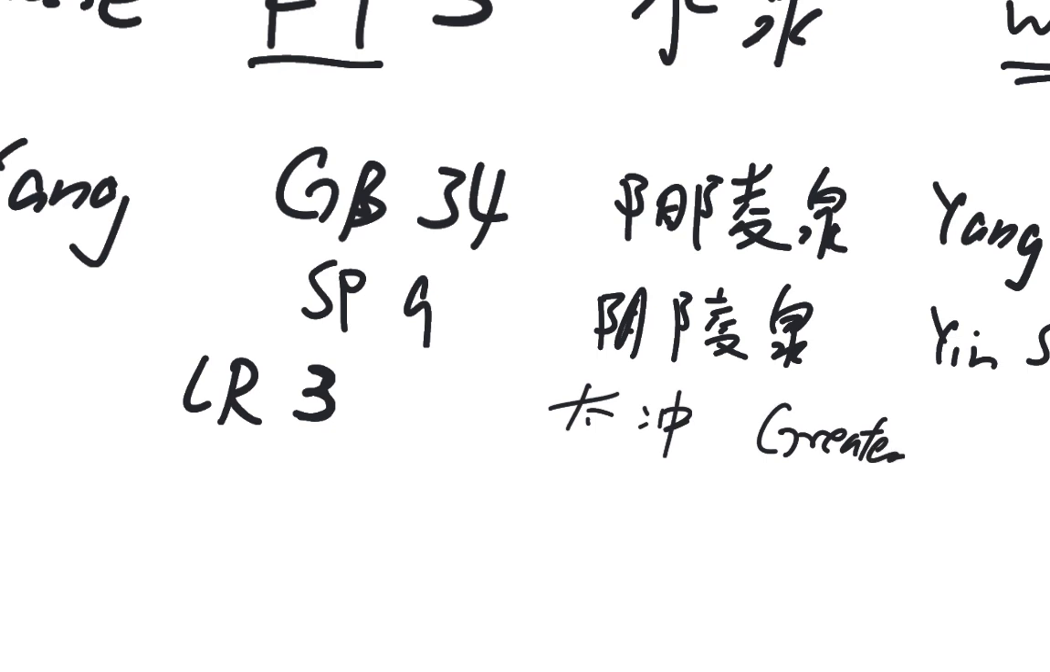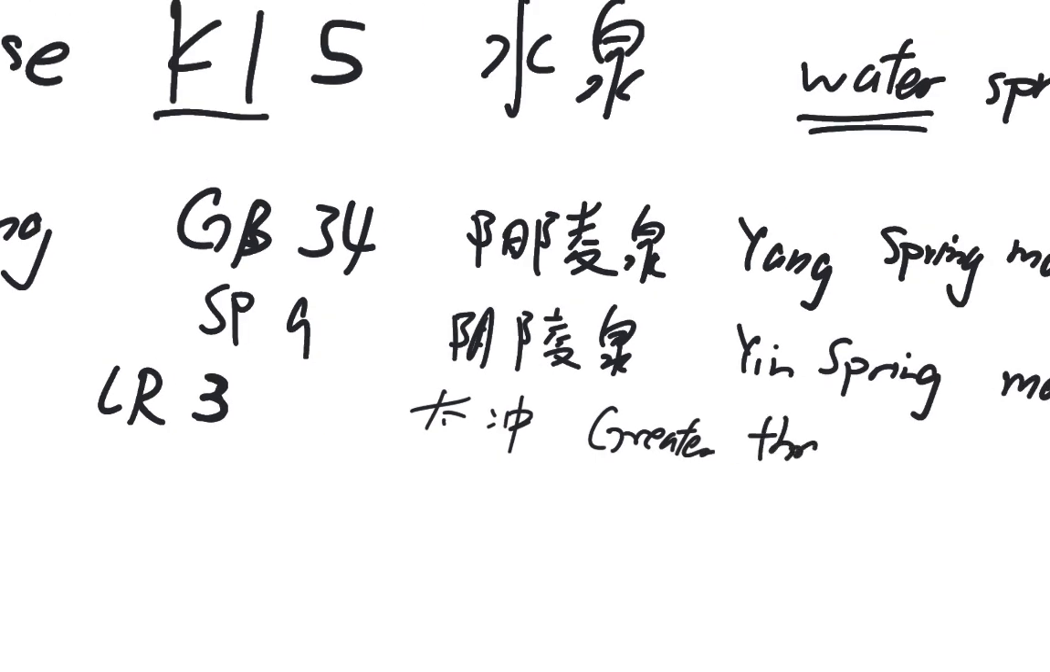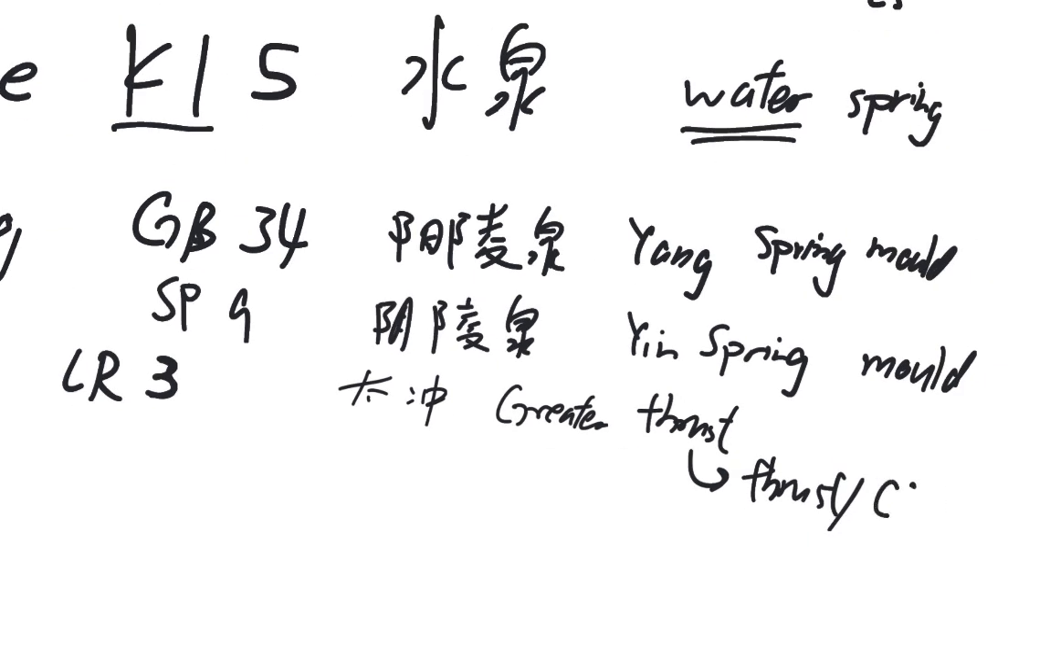Now, this flush is actually referring to the thrusting or the Chong channel. In fact, it is actually the divergent channel of the Chong line.